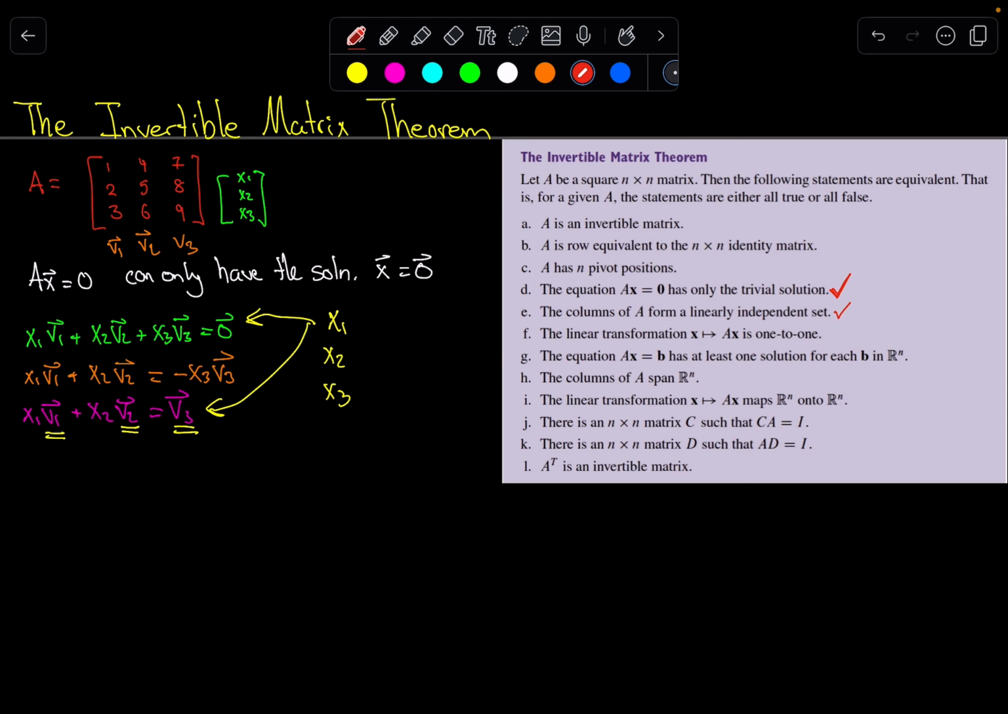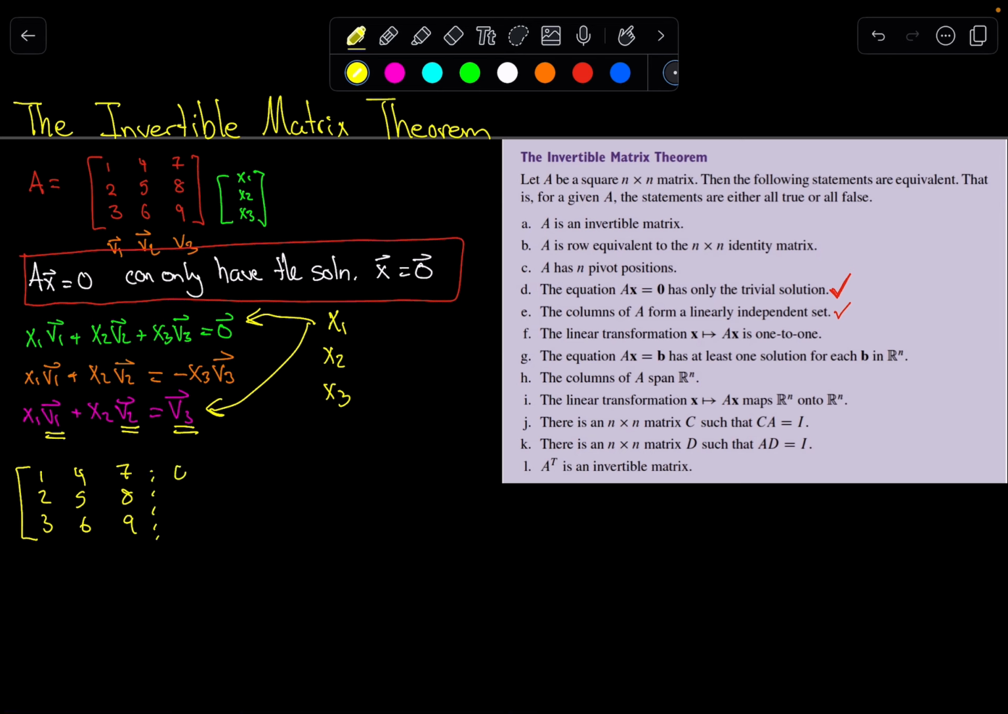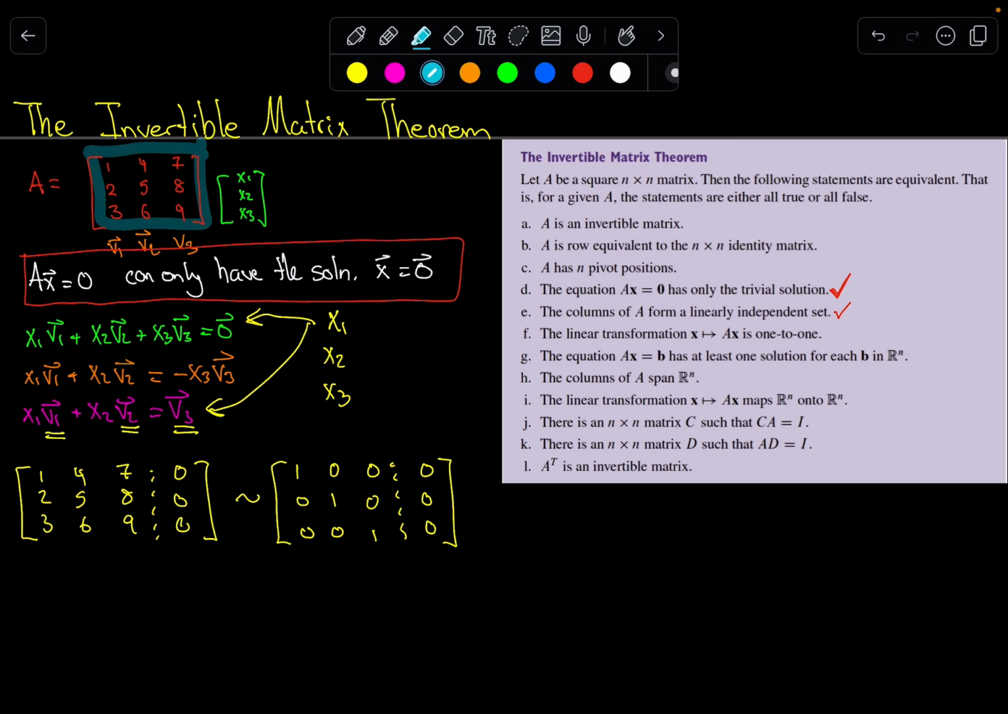So the fact that this can only have the trivial solution means that if I create the augmented matrix 1, 2, 3, 4, 5, 6, 7, 8, 9, and I try and solve for this, what should I get? Well, eventually through some work, we would row reduce this thing down into row reduced echelon form. And in order to get the trivial solution, this is the matrix we would have to get. So that means that the matrix A, this matrix here, is what we call row equivalent to the identity matrix.